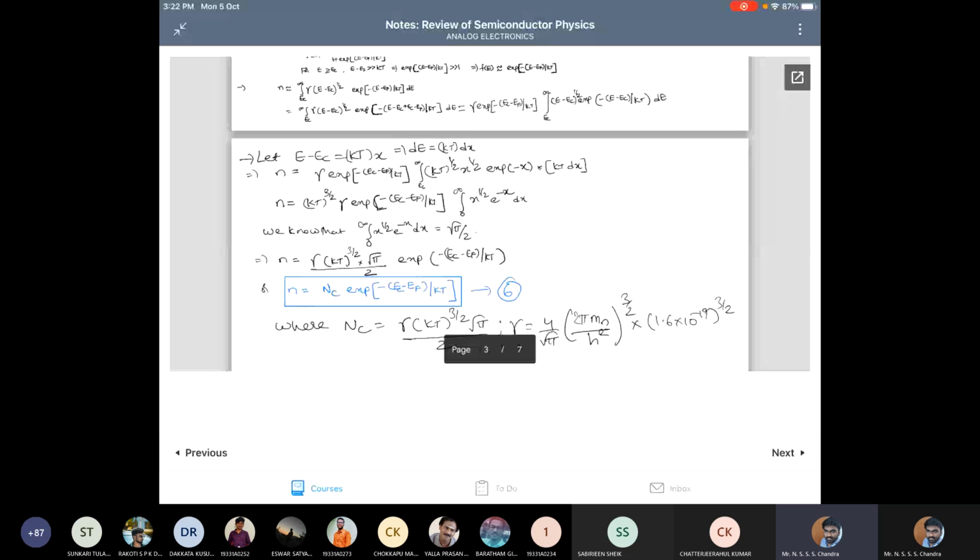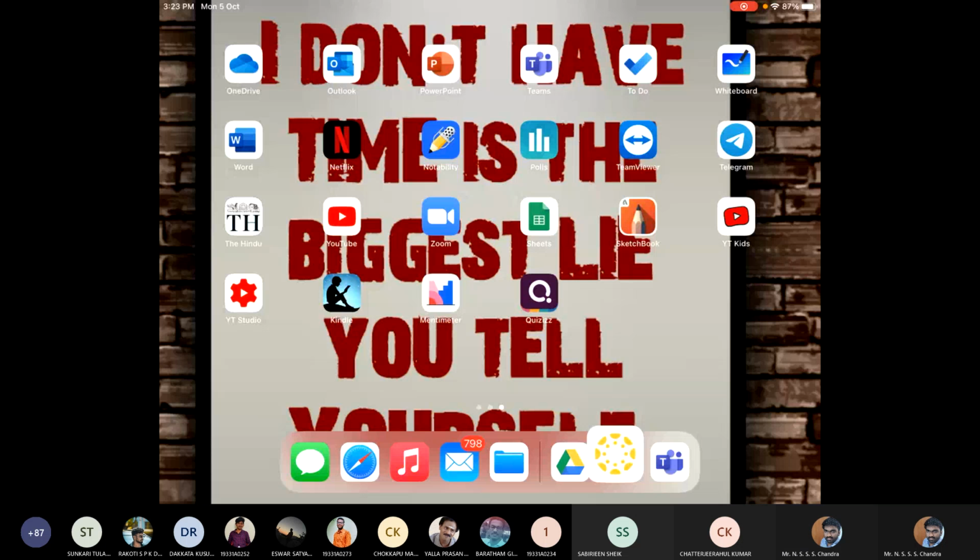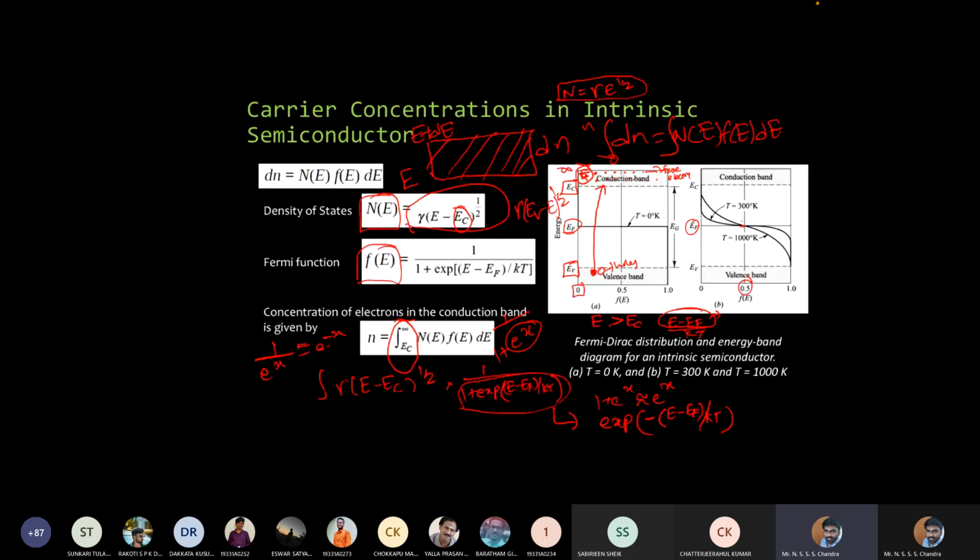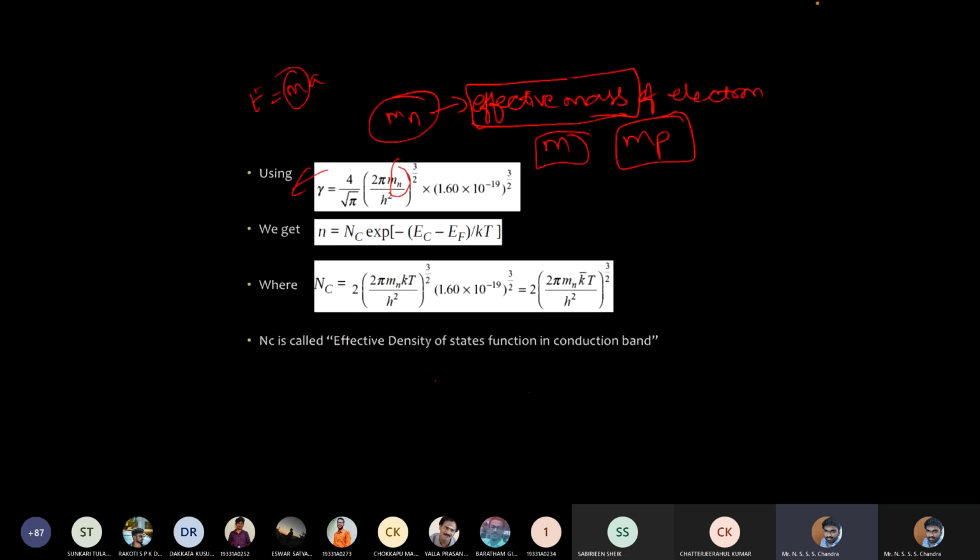And you know the standard expression for this integral, root pi by 2. So finally we got an expression in gammas and exponential of minus (Ec − Ef) by kT. This entire term we'll call Nc, where Nc is called the density of states. So finally you will get this expression: n is equal to Nc into exponential of minus (Ec − Ef) by kT.